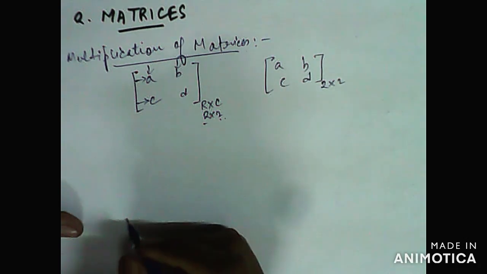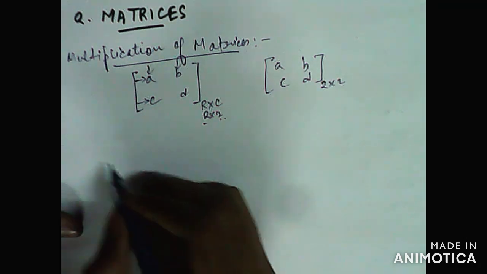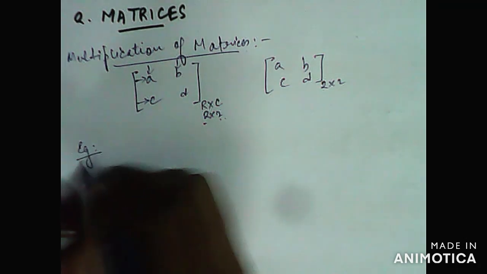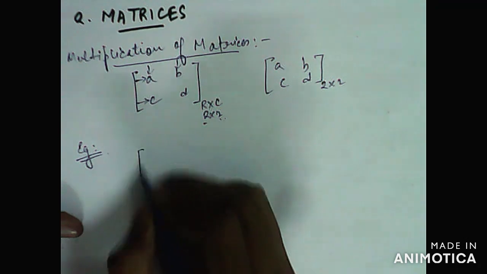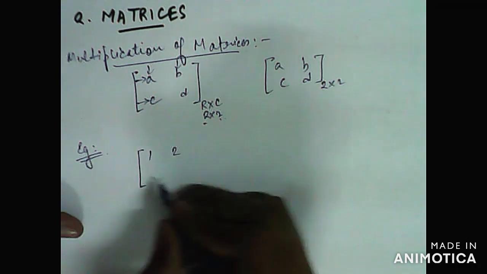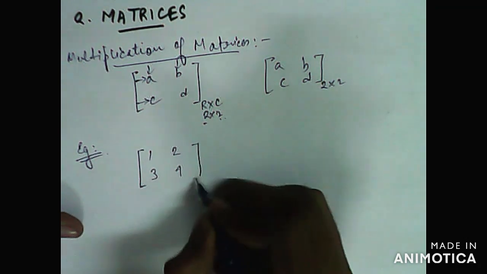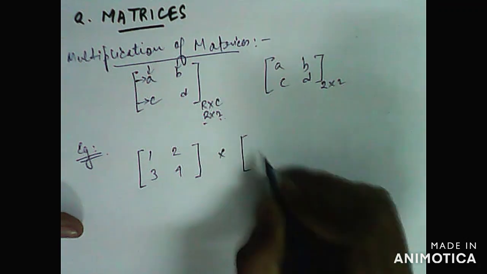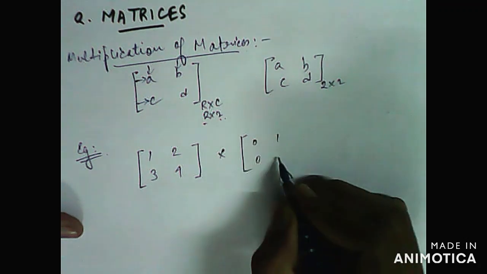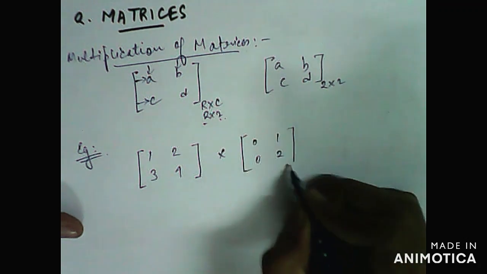Now let us see how to multiply two matrices. Let us understand with an example, which will make it easier. 1 2 3 4 multiplied by 0 1 0 2, let's say.